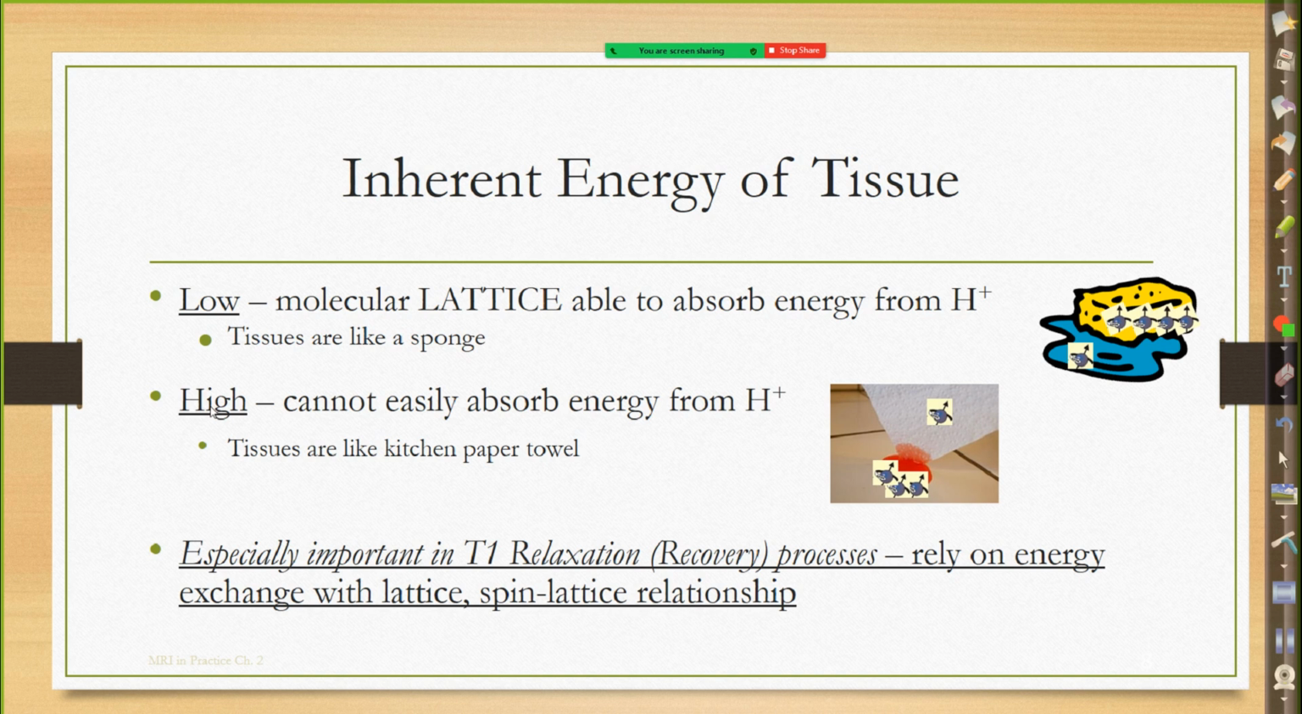If we have high inherent energy of the tissue, the surrounding environment, or lattice, cannot easily absorb energy from our hydrogen spins. So think of those surrounding tissues as like a kitchen paper towel, like one of those cheap brands, right?